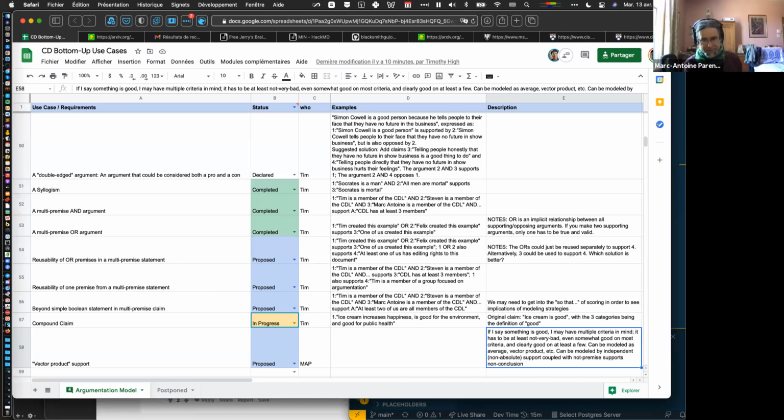The place that matters, because a claim is still a claim. So I could say ice cream increased habits is good for the environment and good for public health, and my hair is falling out. That's a nonsensical sentence, but it can still be true or false. So, non sequitur. It's only when you go to support something else that you go, well, the hair falling out thing is not true.